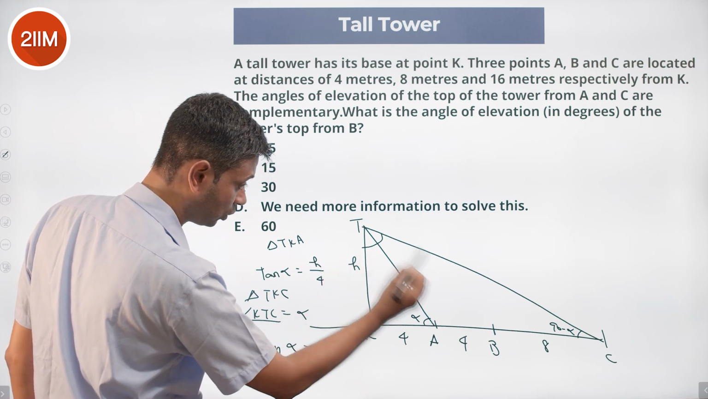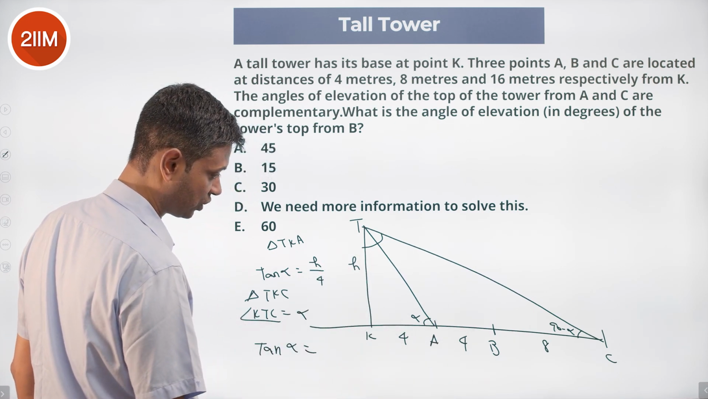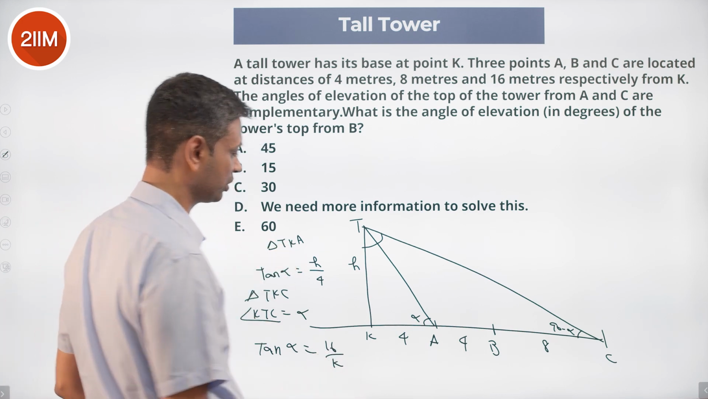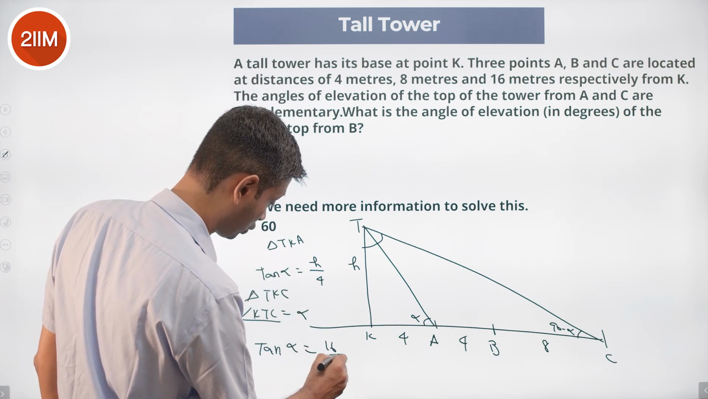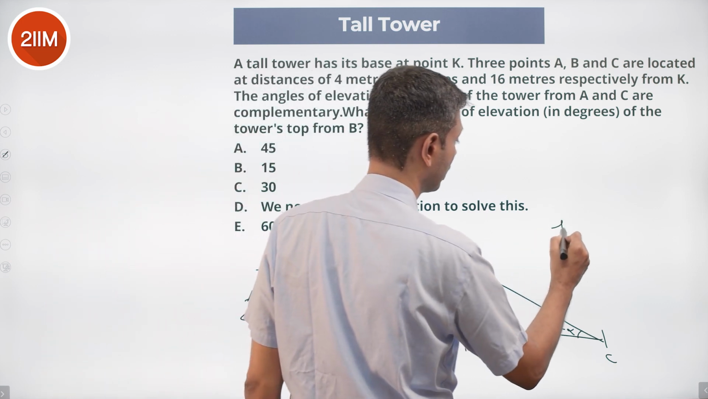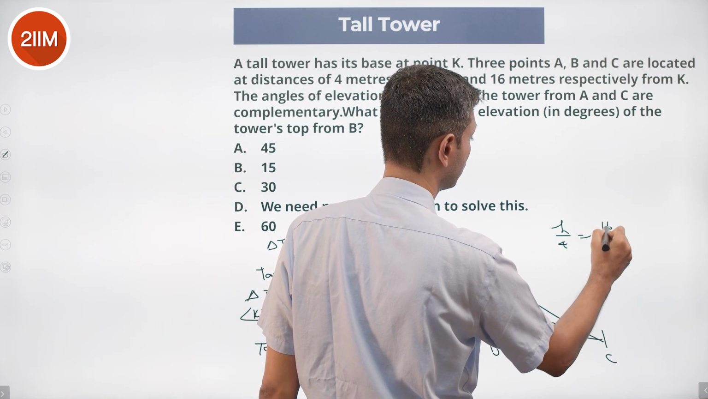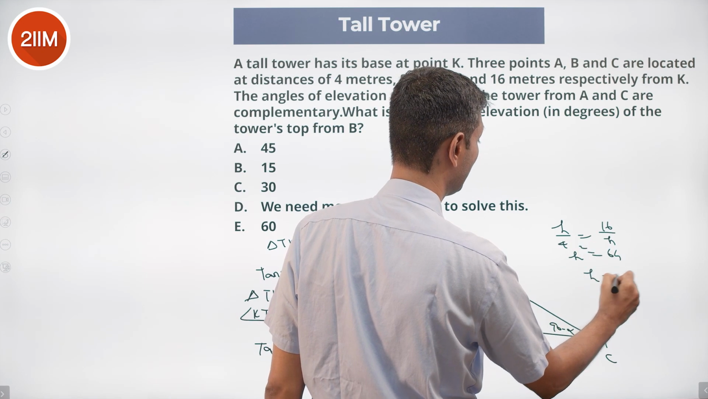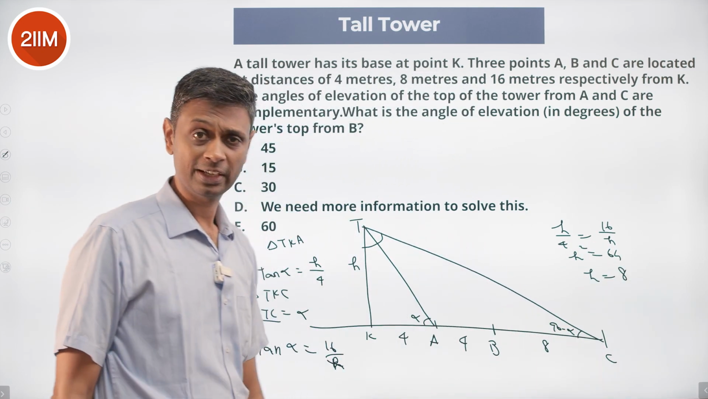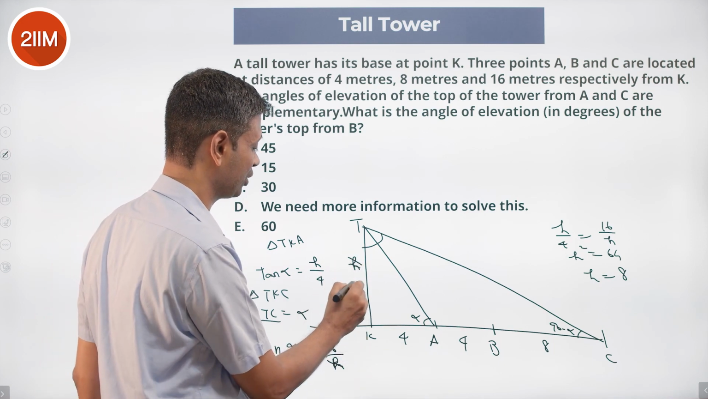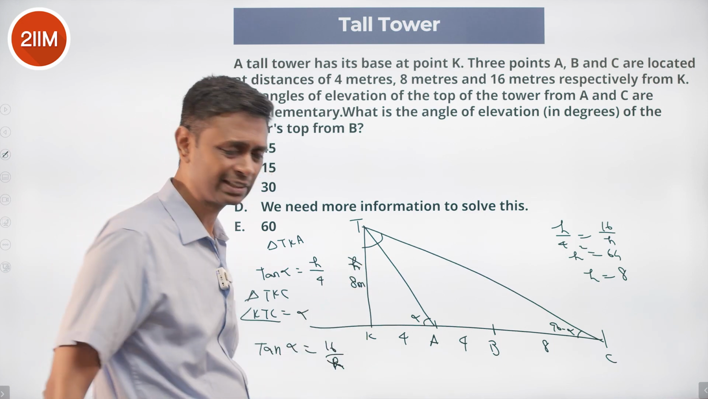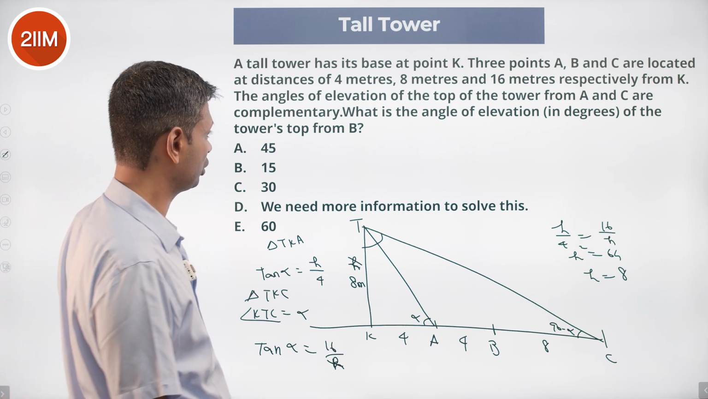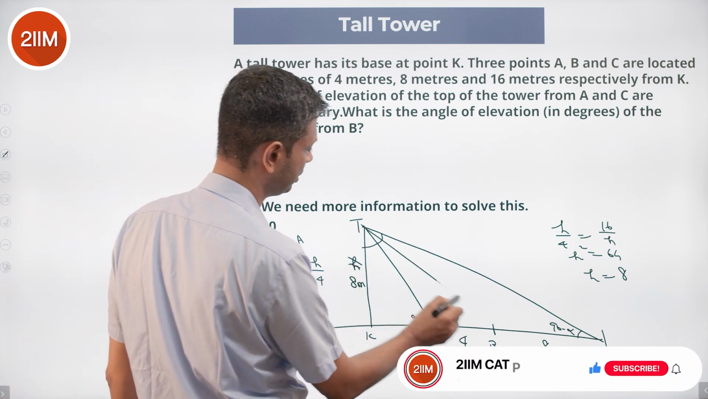Tan alpha, opposite by adjacent, is 16 by h. So h by 4 is equal to 16 by h. h squared is 64, h is 8. It cannot be minus 8, obviously. So the height of the tower is 8 meters. Then, what is the angle of elevation of the tower's top from B?